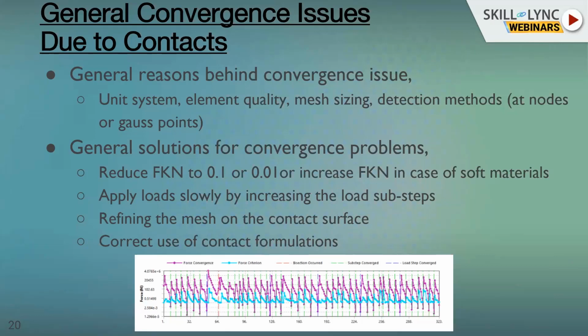We have seen that even if we have defined the normal Lagrange, it is not converging. Augmented Lagrange, it is not converging. Pure penalty also, it is not converging. So what are the convergence problems? What are the general reasons behind those convergence issues?